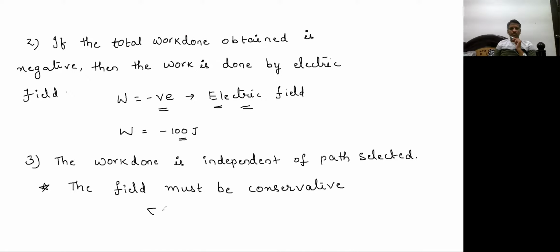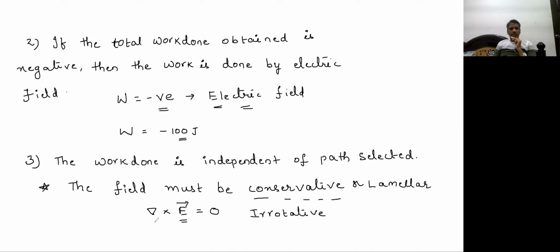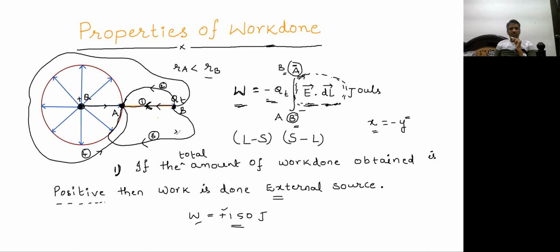Conservative always means the curl of E is equal to 0. That means the vector E must be irrotational. When any vector is irrotational, the field created by it is called conservative, or also called a lamellar field. So if this condition is satisfied, that means the field is conservative, then only the work done will be independent of the path selected. That means the work done will be the same in all the four paths. This is your third point.